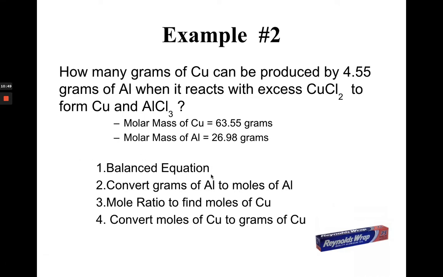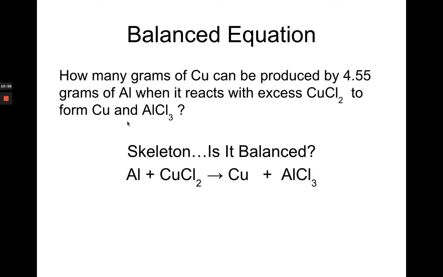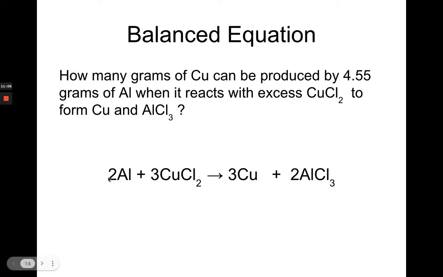We need to have a balanced equation. So we need to look at this and decide what the balanced equation is. Here's the skeleton. It says that aluminum reacts with copper chloride to form copper and aluminum chloride. Now, once we have the skeleton, we'll need to balance it, which we do here. It's another one of those 2 to 3 to 3 to 2 ratios.